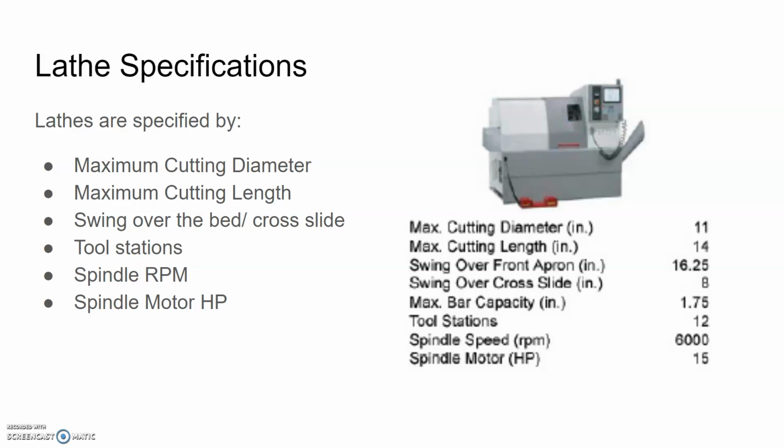Lathe specifications. Lathes are typically specified by their maximum cutting diameter. That's the biggest piece they can fit on them. The maximum length in between centers, so the longest piece that you could accurately cut or machine. The swing, which is the distance between the center of the spindle and the cross slide, how big of a piece you can actually fit in there. Number of tool stations, spindle RPM, and the spindle motor horsepower. So if you're doing very, very large pieces, you need a machine with a little bit more horsepower. Versus if you're doing a lot of small pieces, you maybe want something that doesn't need as much horsepower but has a faster RPM.